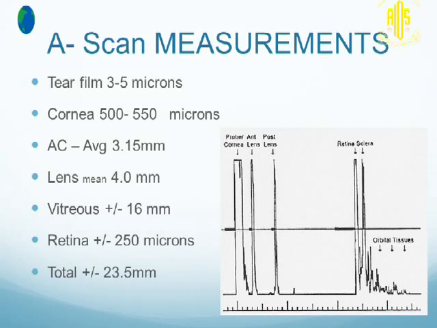A typical A-scan measurement will show a tear film of about 3 to 5 microns, cornea about 500 to 550 microns, the anterior chamber depth an average of about 3.15 millimeters, the lens about 4 millimeters, vitreous about 15 to 16 millimeters. Totally, we have about 23.5 to 24 millimeters across the globe.